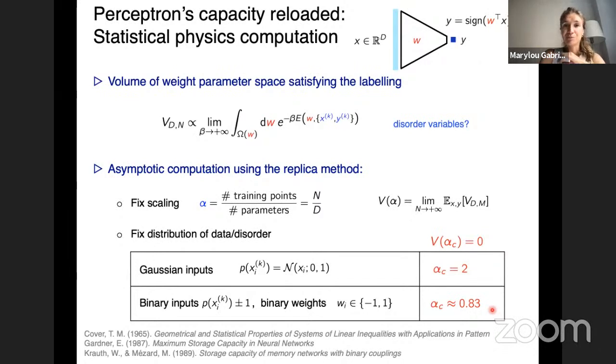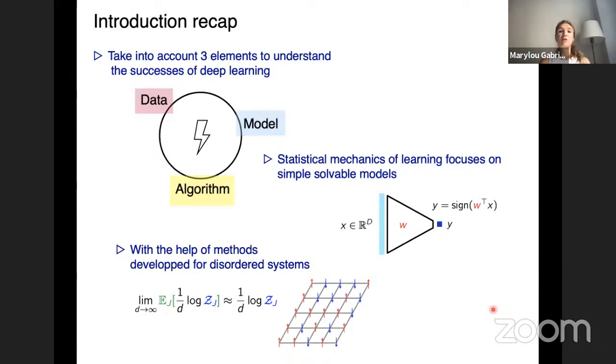Okay, so that was a pretty long introduction, but it was meant to give you a first idea of the key components of those methods and what we are going to try to tackle today. If I sum it up in 3 points, we want to take into account the 3 elements that compose learning methods to understand its successes, which are data, models, and algorithms. We are going to use the statistical mechanics of learning and focus on simple solvable models.